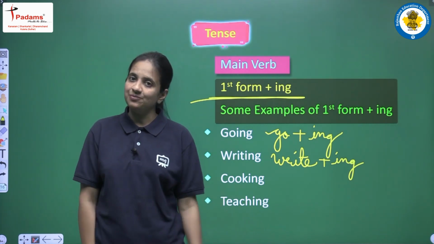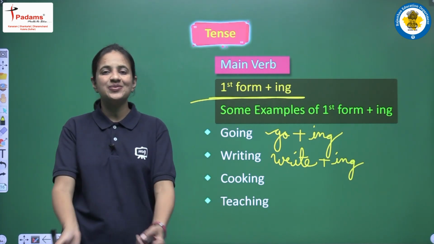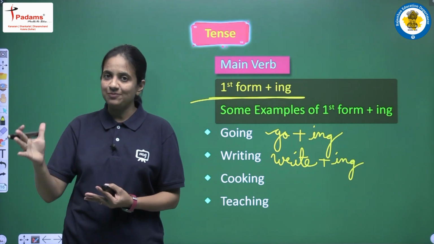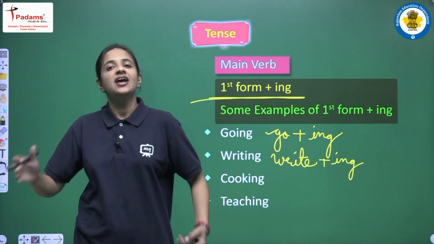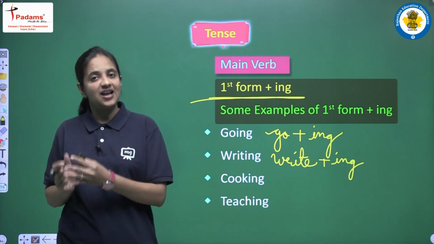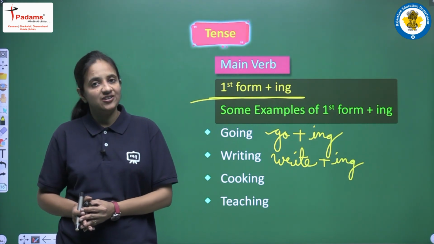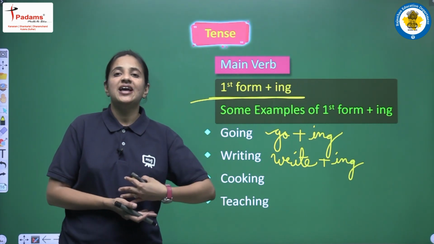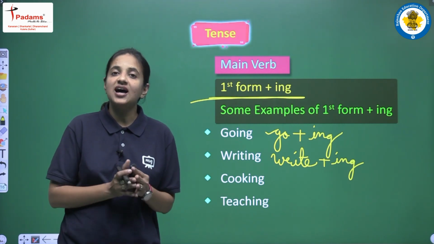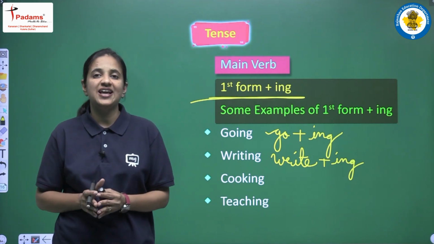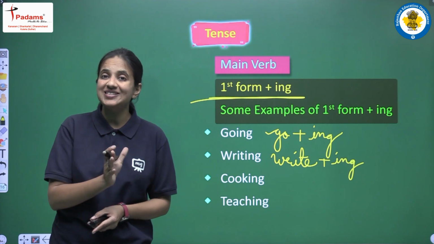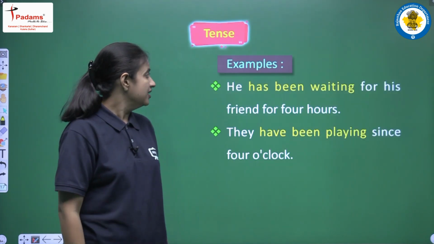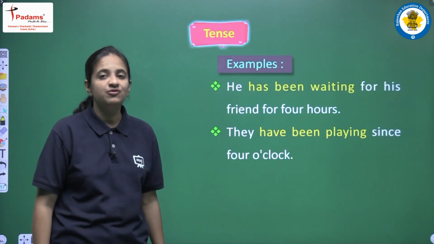Okay, so it's very simple tense, बहुत simple से rules है इसमें. So in this tense, we are having two helping verbs, has been and have been. Has been for singular subjects and have been for plural subjects. And if we are talking about the main verb, then we have to use first form plus ing, because the name of the tense is present perfect continuous tense. Clear?